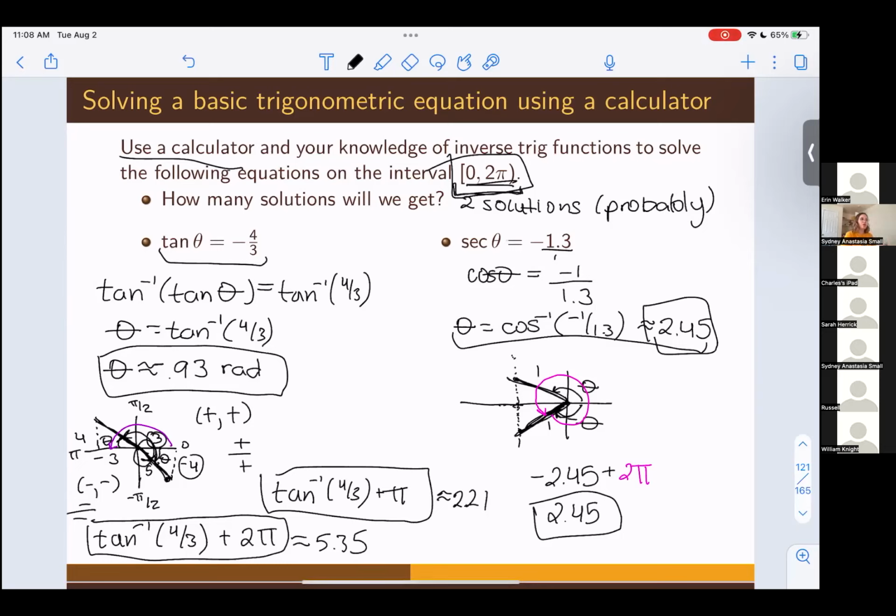And how do I get to it? Well, I could go negative theta around. I could go clockwise theta to get to that point, because that would get me the exact same angle. However, shoot, that's not in 0 to 2 pi. How do I get it in 0 to 2 pi? Well, I add 2 pi. Questions on either of these?